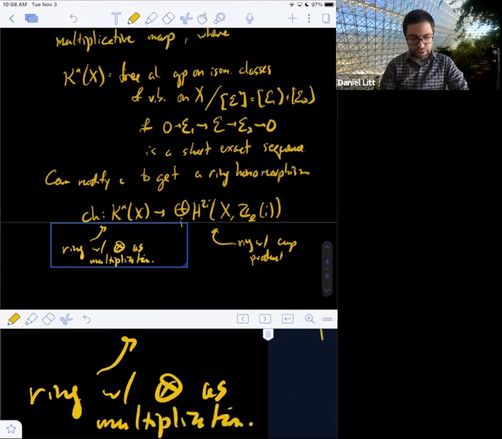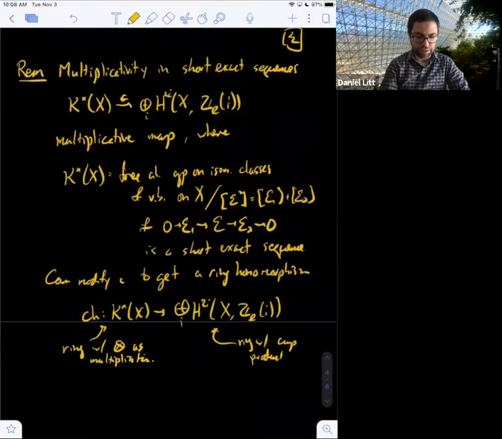So I'm not going to give you the details. More or less, the idea is to take kind of the log of this homomorphism, but the actual details are a little involved.